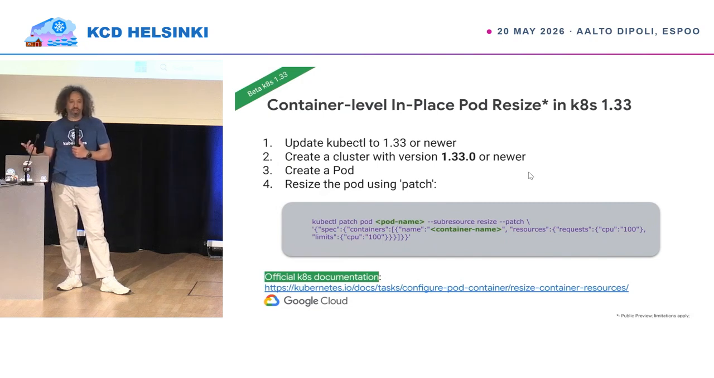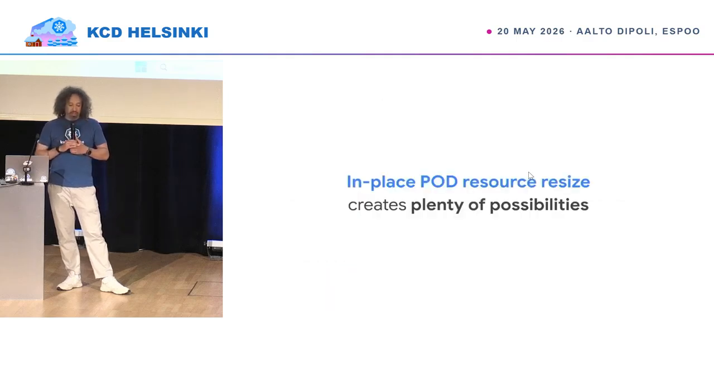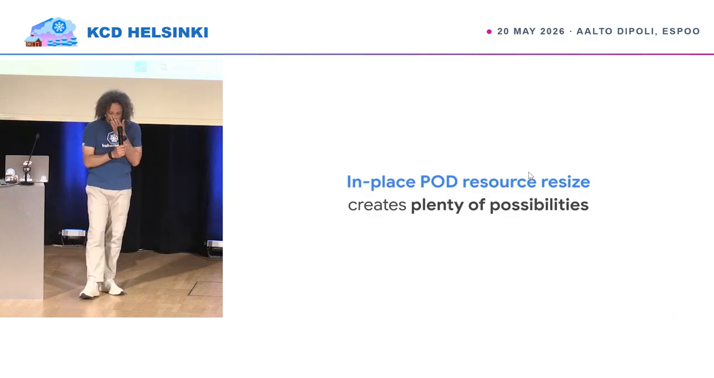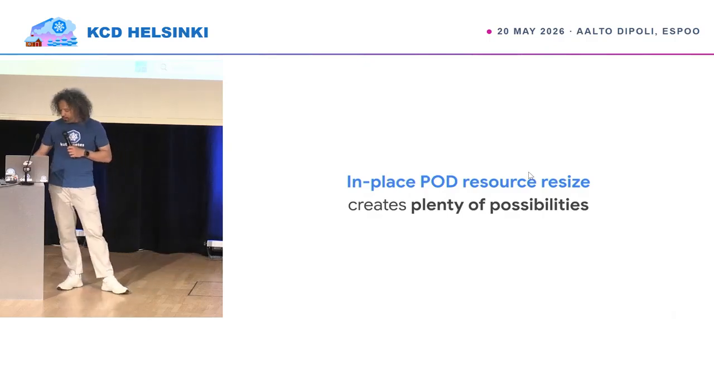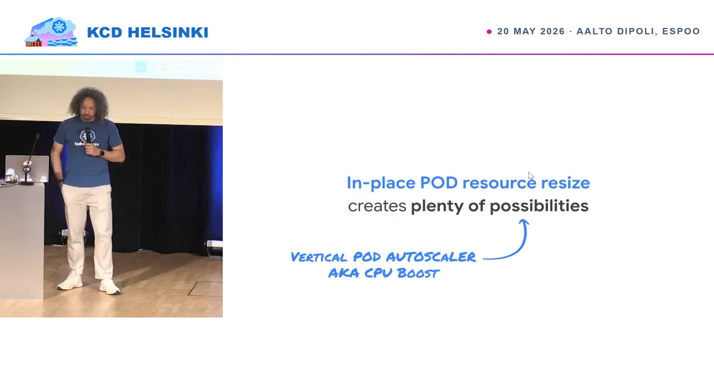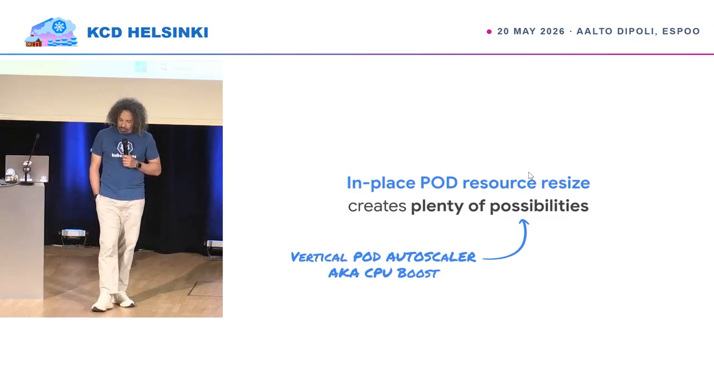You can actually try it today by just creating a cluster, ideally 1.33 plus, because the feature is now in beta in 1.33. In 1.27, it was alpha, so you have to turn on the alpha gate in order to use it. The cool thing about this is that it opens up a lot of very cool possibilities in the future. One of the ones that I'm super excited about is being able to use a pod autoscaler to do what we call a CPU boost.